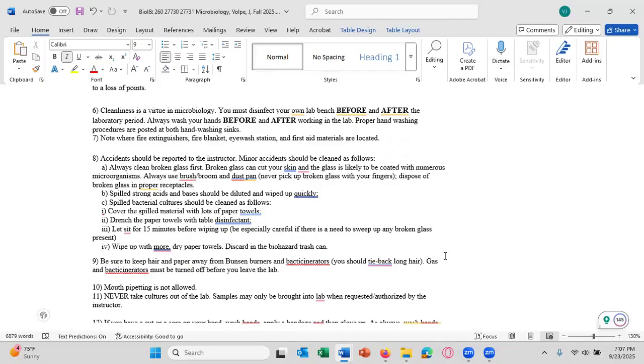unless there's glass attached to them, and you put them in the biohazard because there's bacteria there. And remove the glass using a dustpan and a broom. Put the broken glass in the broken glass container, and then wipe up the remaining spill with paper towels and put those paper towels in the biohazard container. Any question about any of that?